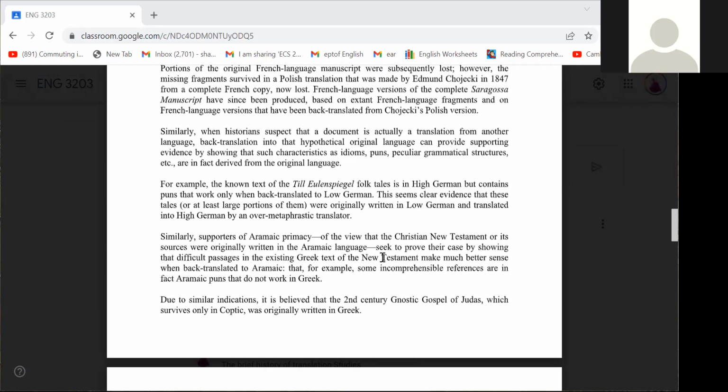where it wants to prove that the difficult passages of the Greek text of the New Testament can be easily understood, whereas the same topics that are mentioned in Aramaic translated form are more critical than Greek translated form of the New Testament.